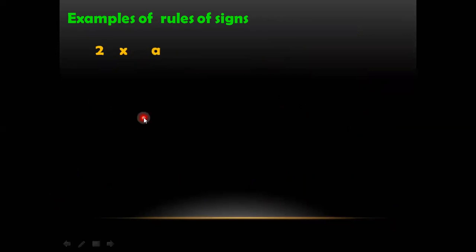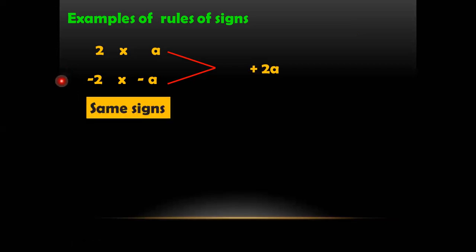For example, if I multiply 2 with a, or I multiply minus 2 with minus a, what will be the answer? In both the cases, here it is plus, it is plus. Here it is minus, it is minus. So according to the rules, the product is plus 2a. So it means the same signs of the multiplier and the multiplicand result into the plus sign of the product. Plus, plus, plus, and minus, minus, also plus.